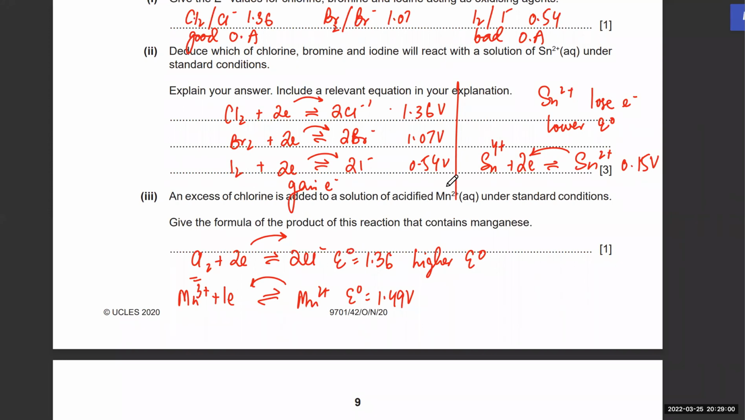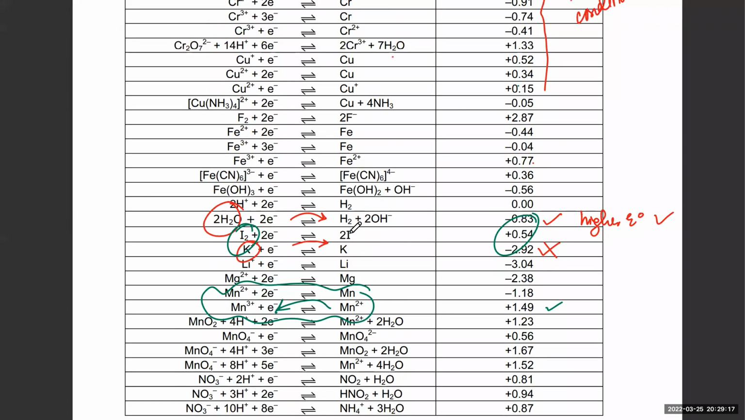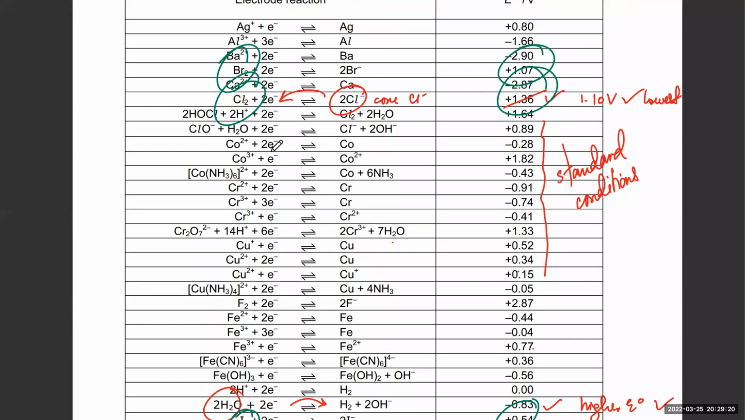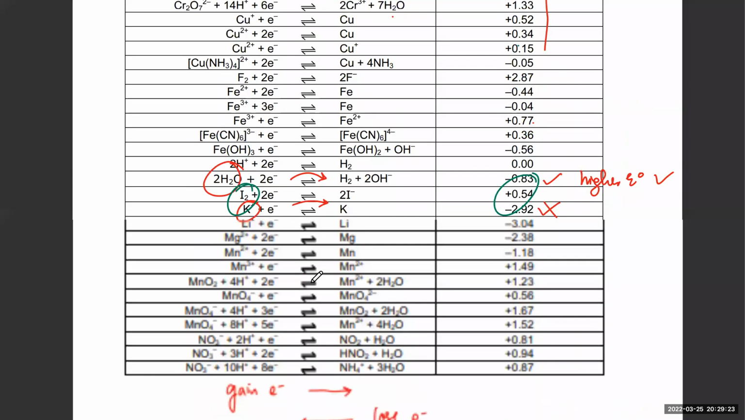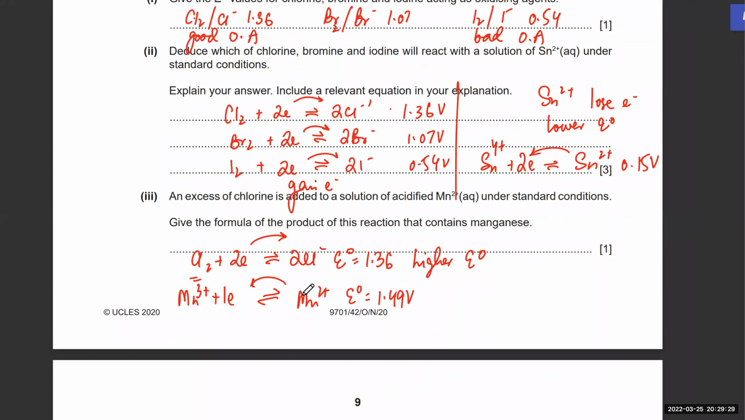Cl2 with... actually, there's another thing, which is using acidified Mn2+. So do we have acidified Mn2+ anywhere? I don't think so. Do we have acidified Cl2 somewhere? We don't. So, as a first thing, is this reaction possible? High E naught gains electrons and lower E naught loses electrons. The problem is this is not the high E naught and this is not the lower E naught. Is that clear?